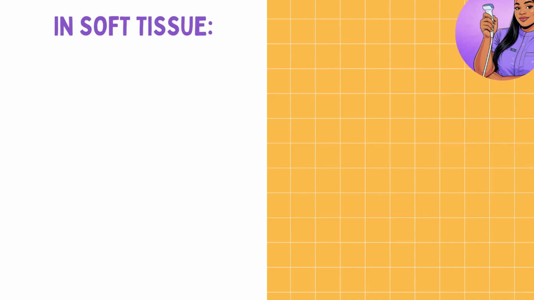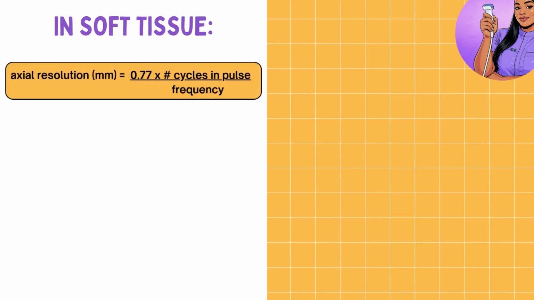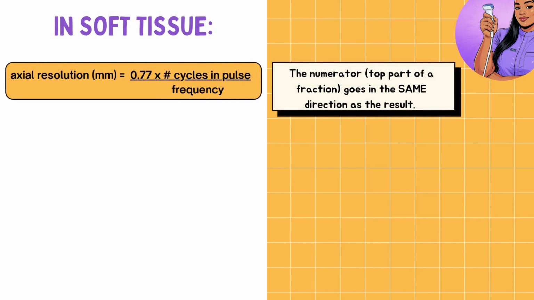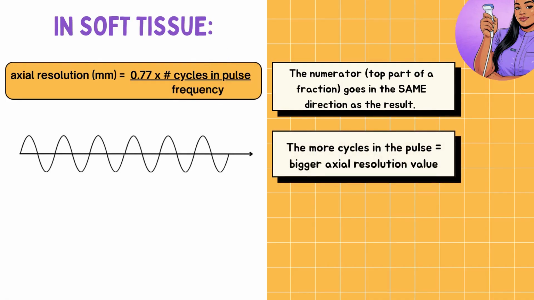Now, in soft tissue, there's another way to write this formula that helps it click even more. Axial resolution is equal to 0.77 multiplied by the number of cycles in the pulse divided by frequency. Let's go back to the basics. Remember, the numerator, which is the top part of a fraction, moves in the same direction as the result. In this case, the number of cycles in the pulse is in the numerator. So the more cycles we have, the bigger the value of axial resolution.